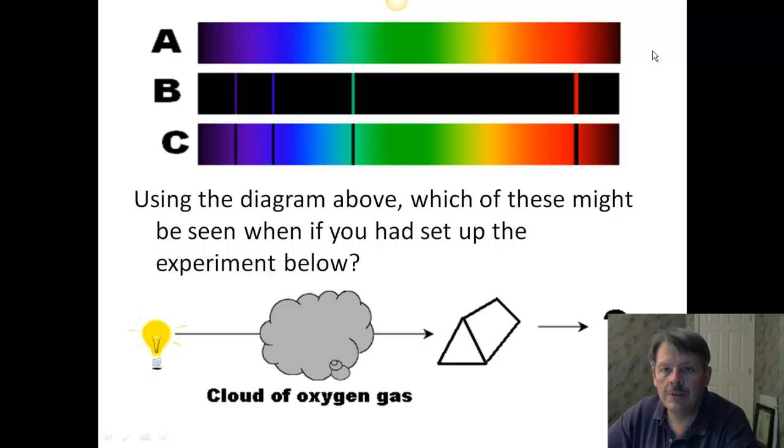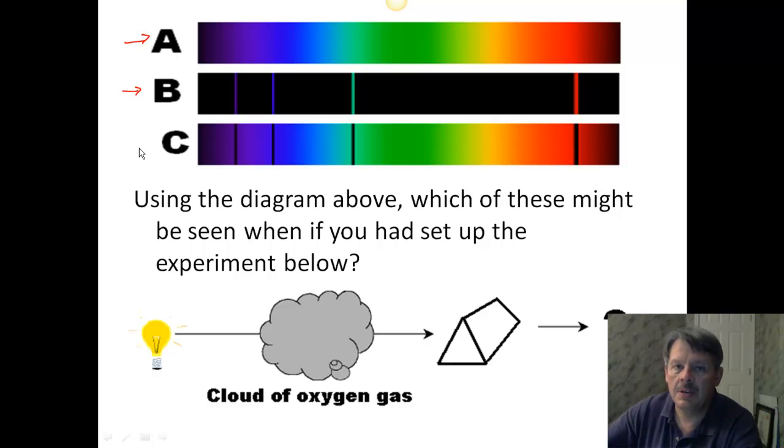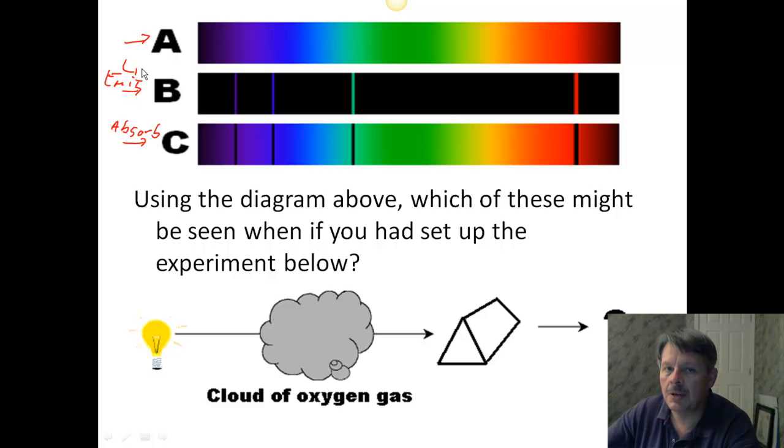Again, real short worksheet. You need to understand the concept of a continuous spectrum, which is A, an absorption spectrum, which is C, and an emission spectrum, which is B. This is emission, and it's a line spectrum. And this thing up here is a full, or complete, spectrum.